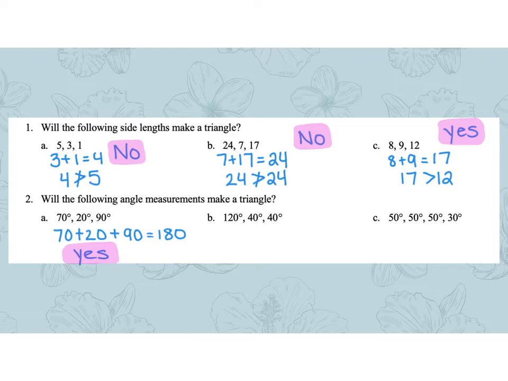For B, we will add together the three angles to see if it equals 180 degrees. We'll add 120 degrees plus 40 degrees, that's 160 degrees. And then we'll add 40 more degrees, and we get 200 degrees. So since 200 is greater than 180, this would not form a triangle.